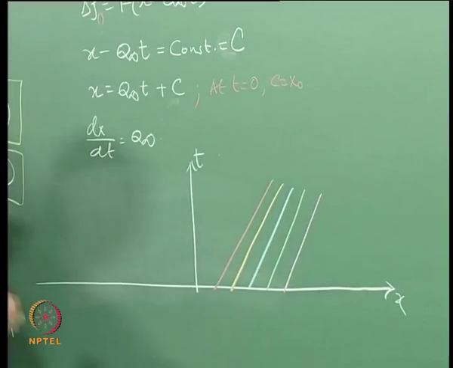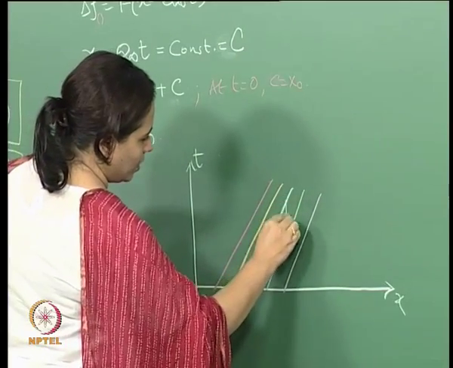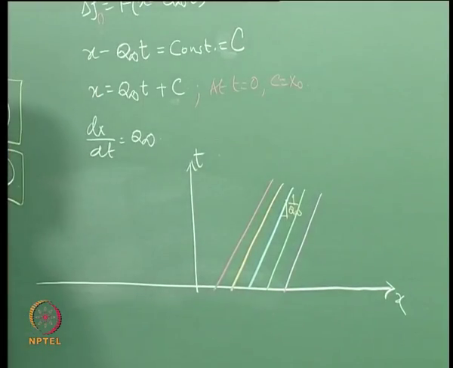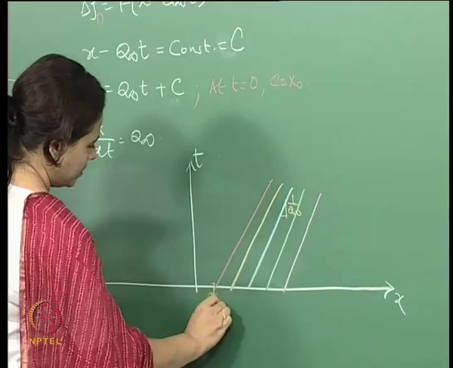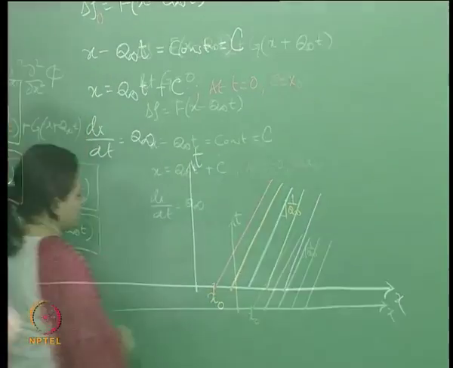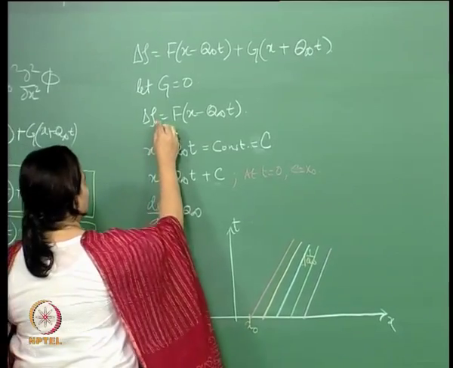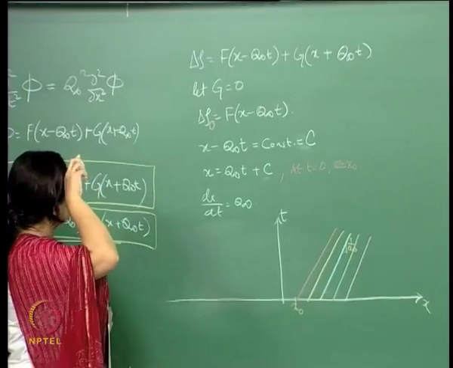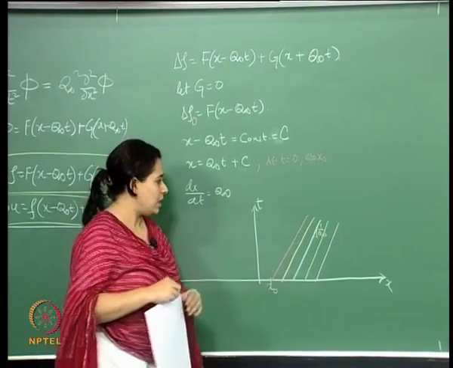So, they all have the same slope. Okay. So, let me draw the slope over here, which is 1 by q infinity. Now say this is x naught. Now, what we had taken is g is equal to 0. So, now in this case what we call this?